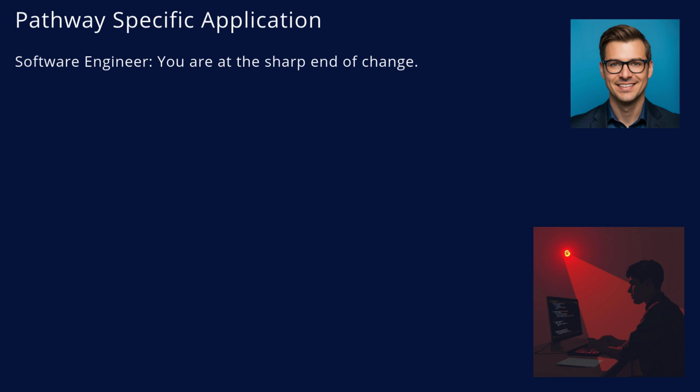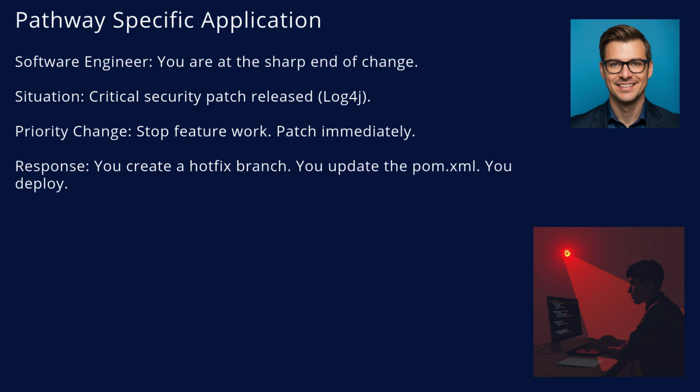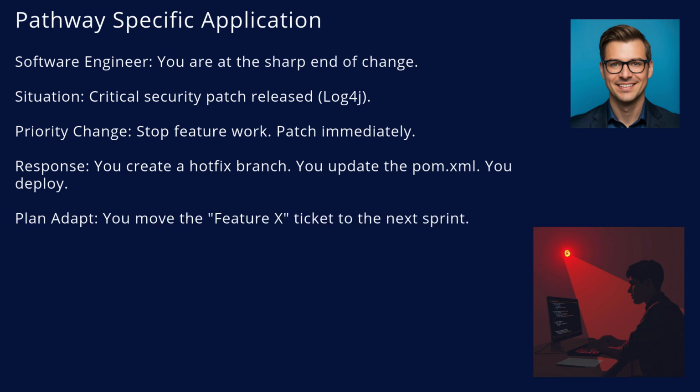How does S20 apply to you specifically? Imagine a critical security vulnerability is announced, like Log4j. That is a massive priority change. You must stop all feature work immediately. Your response is technical. You create a hotfix branch. You update your dependency files. You deploy the patch to production. Your plan adaptation is administrative. You go to Jira, move the feature X ticket back to the backlog, and pull in the security patch ticket. You have successfully responded to a crisis.